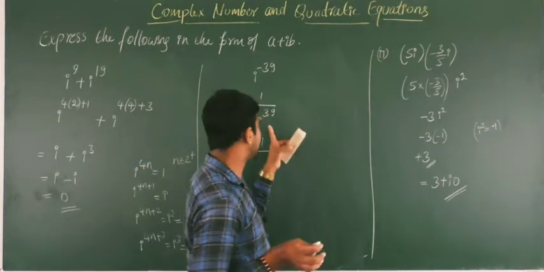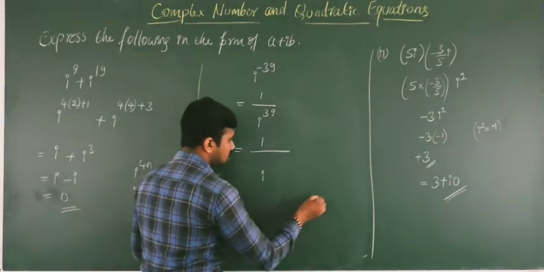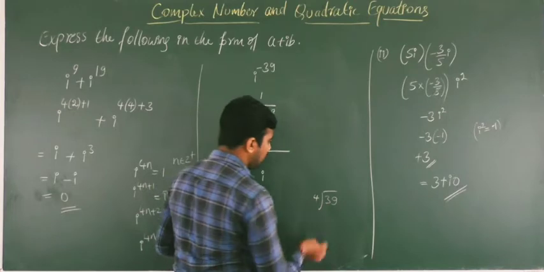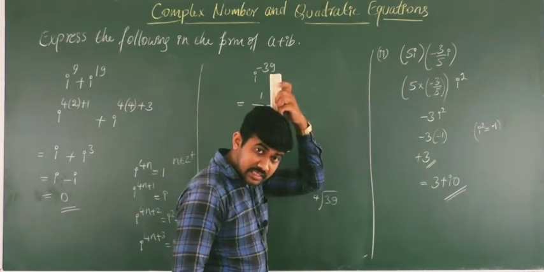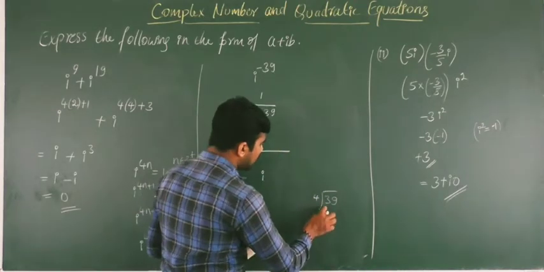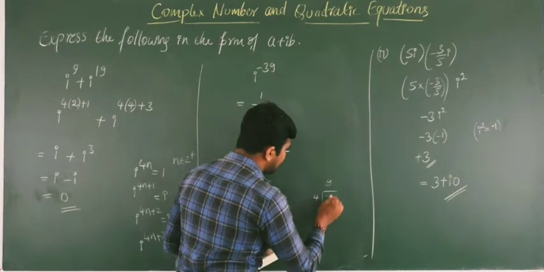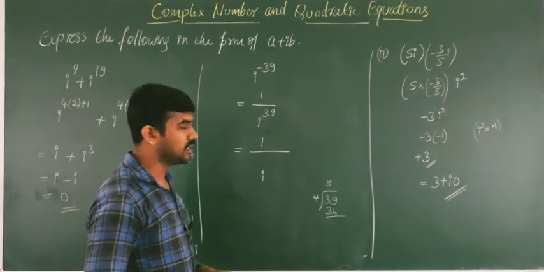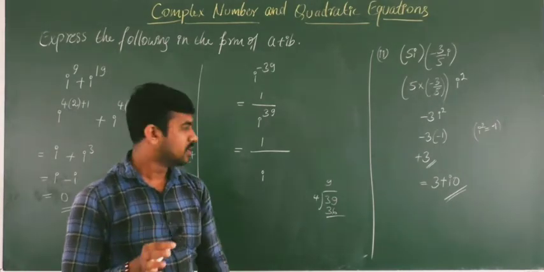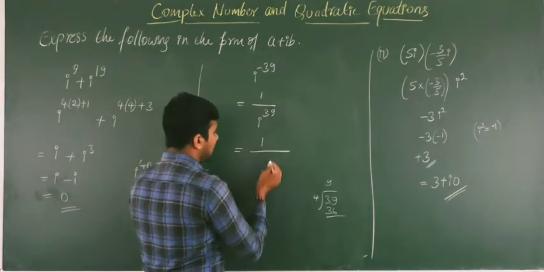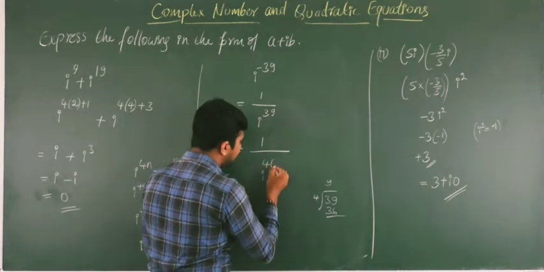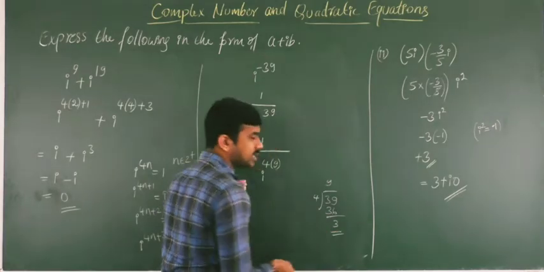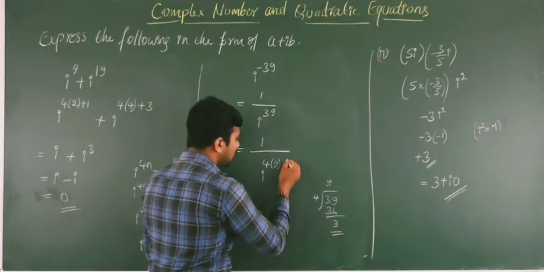First you should divide 39 by 4. So 4 9s are 36, and 4 10s are 40. So we can write i to the power 4 into 9 plus 3, and what is the remainder here? 3 is the remainder. So plus 3.